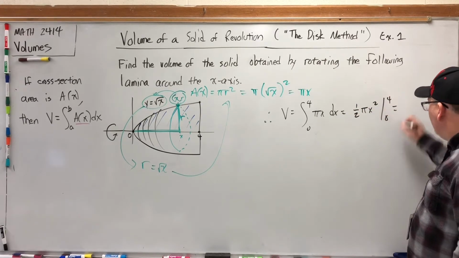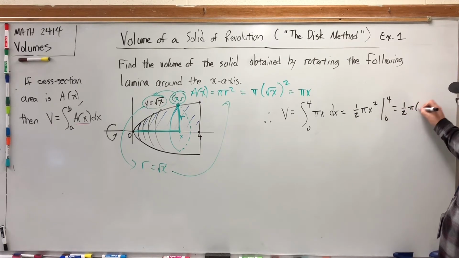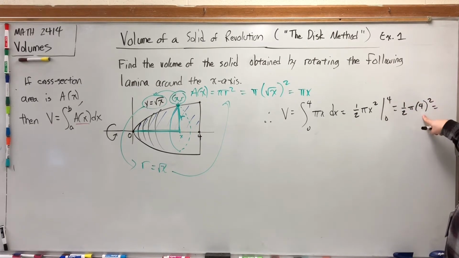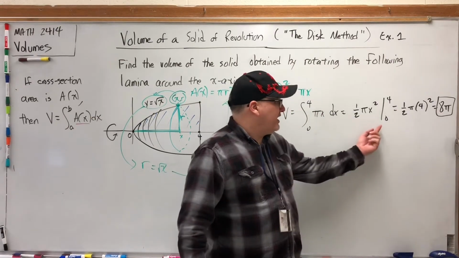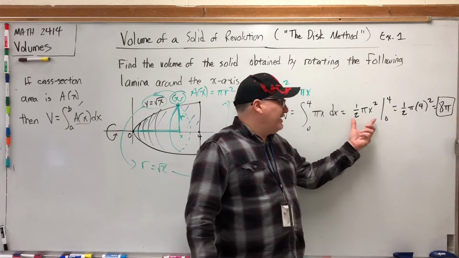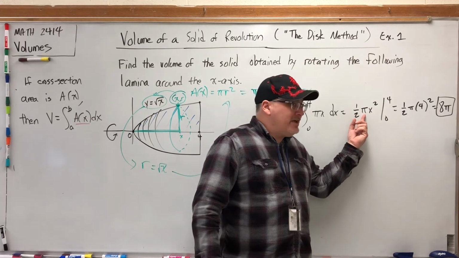to 4. The 0 annihilates the antiderivative, so being the lower limit, we can ignore it. The 4 does not. 1/2 pi times 4 squared. 4 squared is 16, half of 16 is 8. Our volume is 8 pi. I need to back up for a second. Don't just automatically ignore zeros here. There are some antiderivatives where you substitute 0 and you get something besides 0. You have to follow through there.